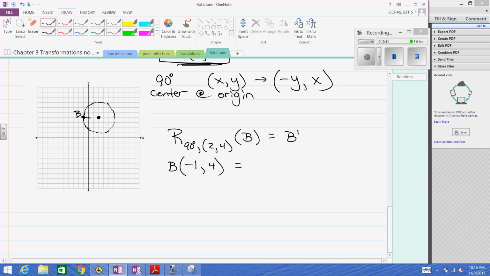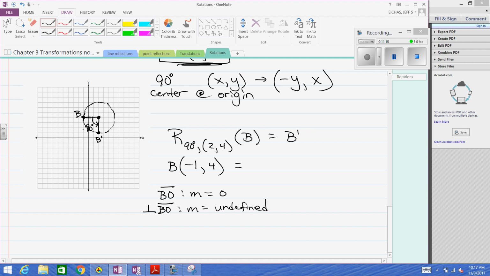Now, if you draw from B to the center, you want to go 90 degrees counterclockwise. You're going to land right there. Now let's talk about why that's 90 degrees. From B, the slope from B to O, that is a flat line, so we know that it has a slope of 0. Perpendicular to BO, the slope would have to be undefined. So that's going to be up and down.